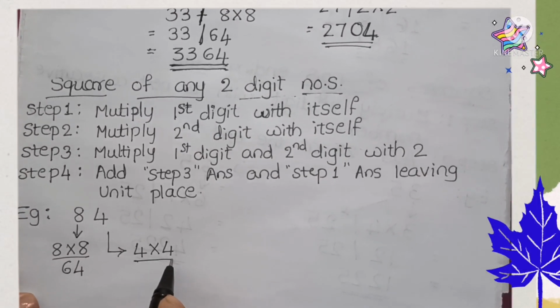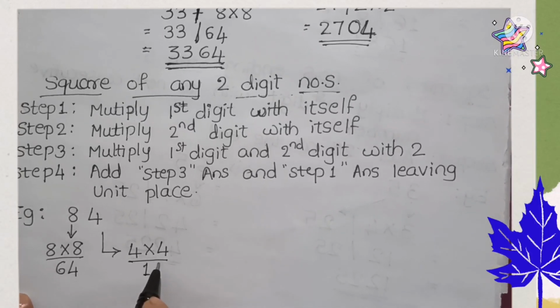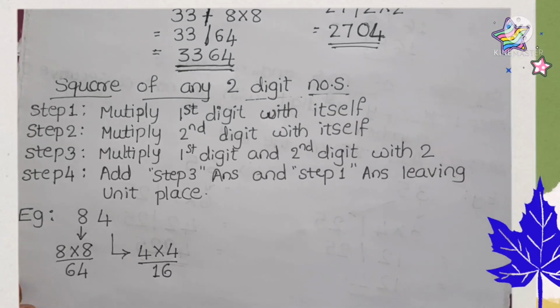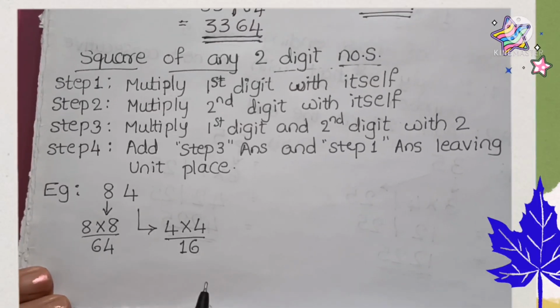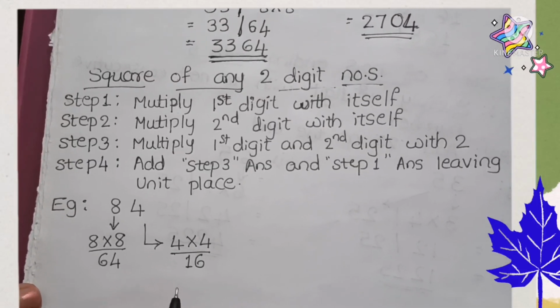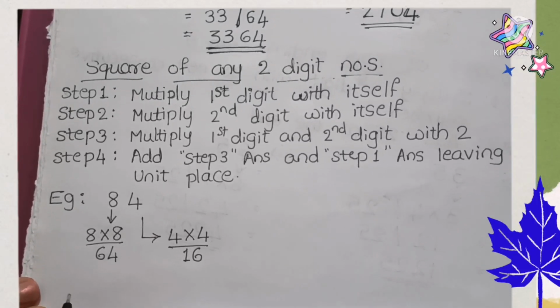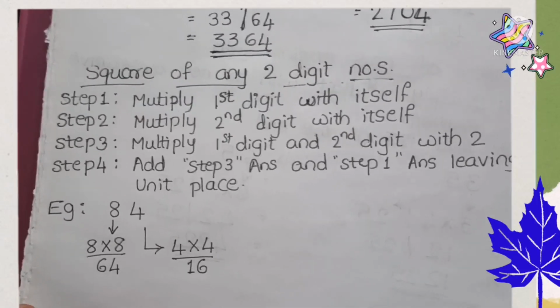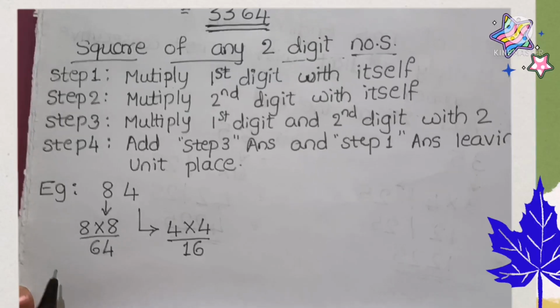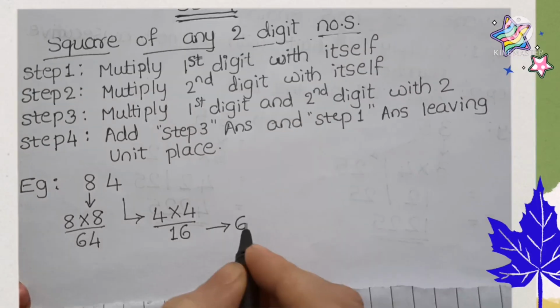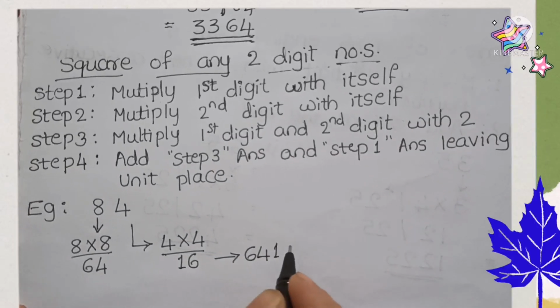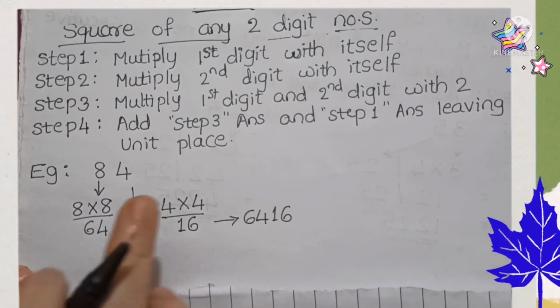Then in the second step we have to multiply or find the square of the second number. Square of 4 is 16. So now we have to write both the answers together. So we have to write the answers in common. So let's move on to our third step.